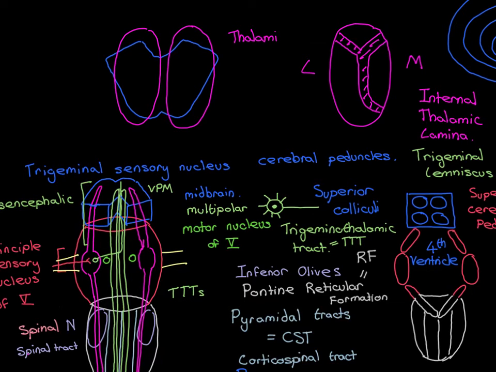Okay, so now let's go over some of the names of the different nuclei. So one is very, very simple. This one right at the front, what do you imagine that is going to be called? That is the anterior thalamic nucleus. So I'll just put ant-M.